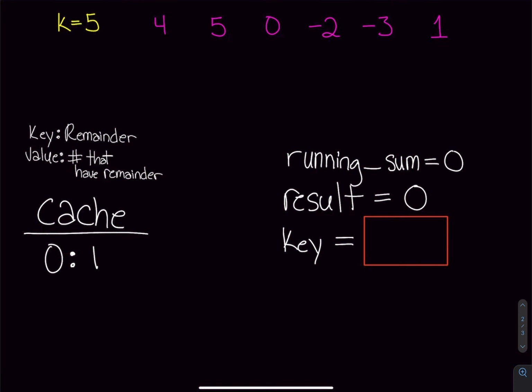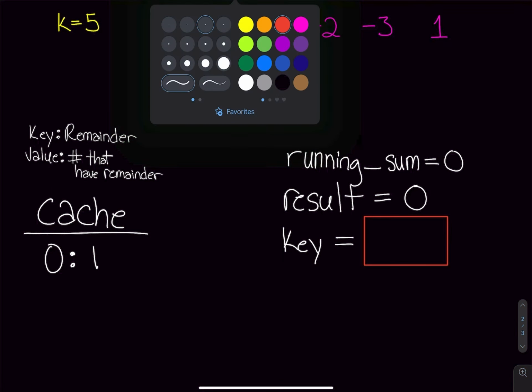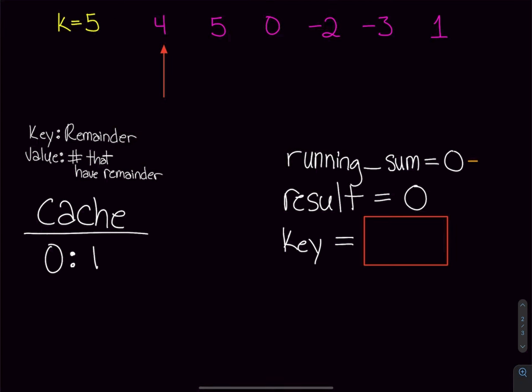So let's start with this problem. We are going to start at the very beginning of the index, which is going to be 4. So right now, our running sum is going to be incremented by 4, and our key is going to be 4 mod 5, which is equal to 4. So our running sum again is 4, and our key is 4. We're going to look to see if this new key is in our caching system. And it's not, so we're going to add our new key with its new value.